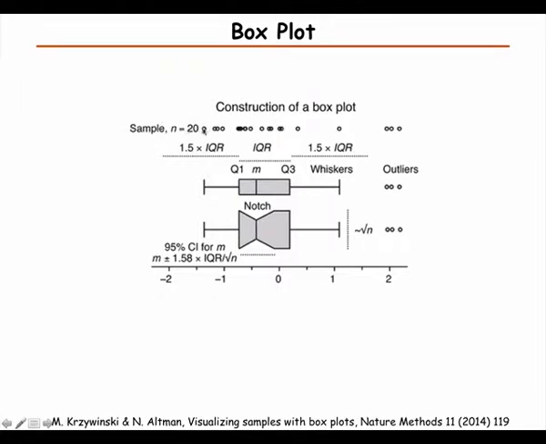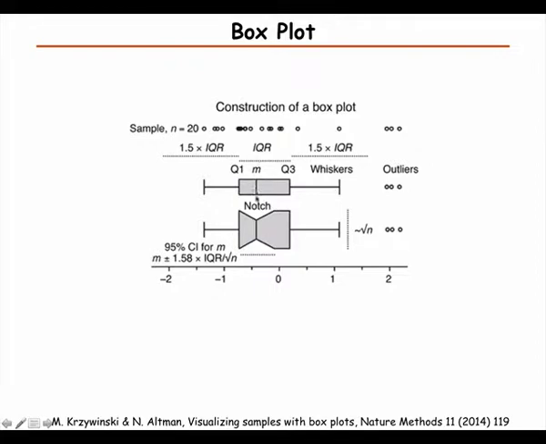So here we have an example with just 20 points that are shown, and usually we show the interquartile range as a box. So that's Q1 to Q3. We then show the whiskers go out to 1.5 times the interquartile range, and then any points that are above there, we show the actual points as outliers.